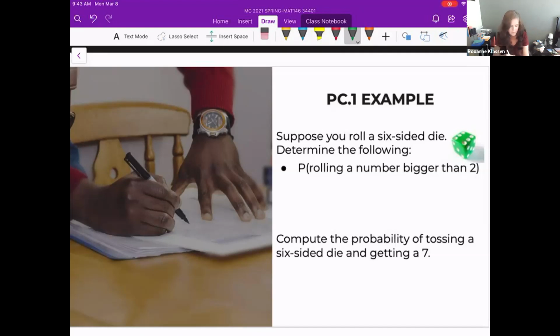Okay. How about compute the probability of tossing one 6-sided die and getting a 7? What's the probability there? Get it ready in the chat. The probability of getting a 7 when you toss one single 6-sided die. All right, 3, 2, 1, go.